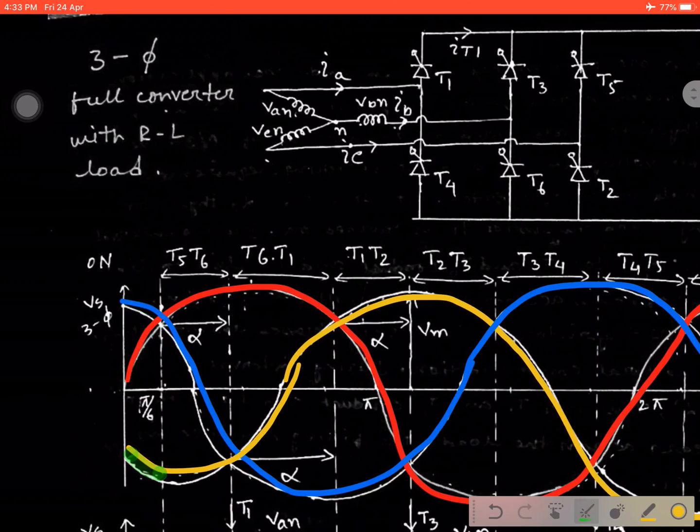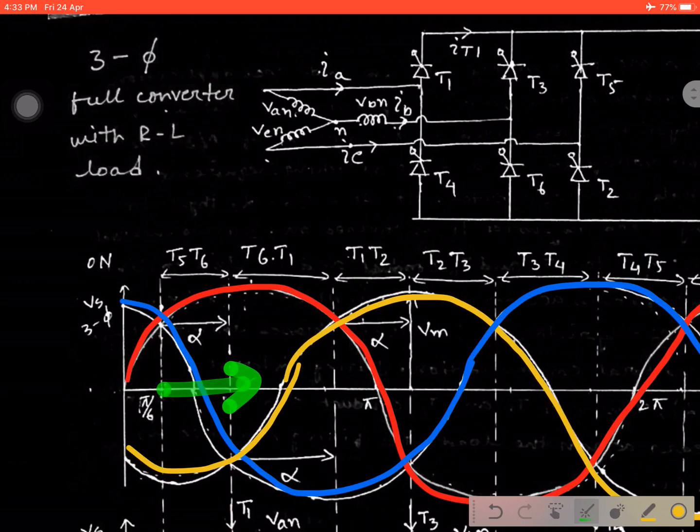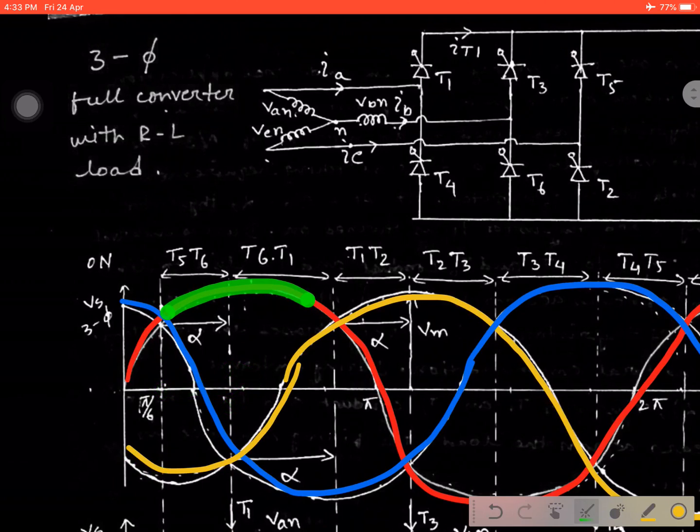That is why we cannot fire thyristor T1. But after crossing the point pi by 6, the VAN gradually increases. That is why at this particular position, anywhere we can apply the triggering pulse. Here we consider the triggering pulse is 60 degree. That means pi by 6 plus alpha 60 degree, that will give you 0 to 90 degree.